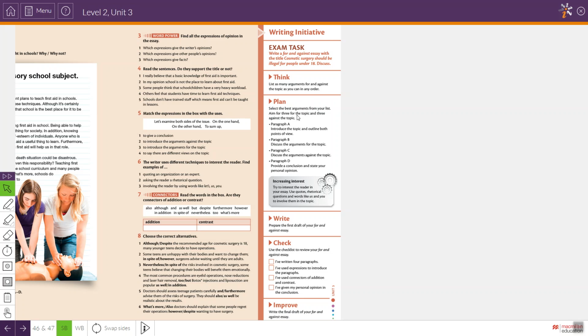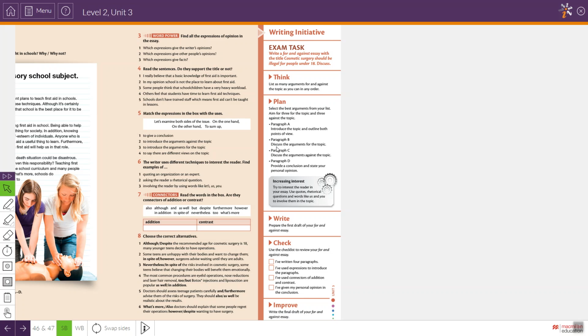Structure again. Paragraph A. Introduce the topic and outline both points of view. This is the introduction. Okay. No opinion here, just outline both points of view. All right, you know what you think, but what other people say, and you've got to discuss two sides.